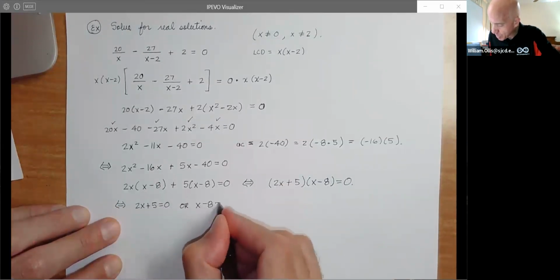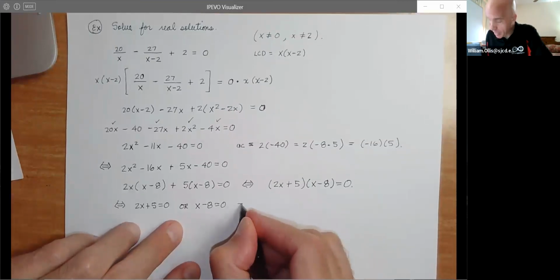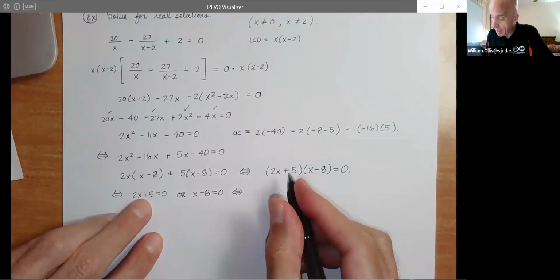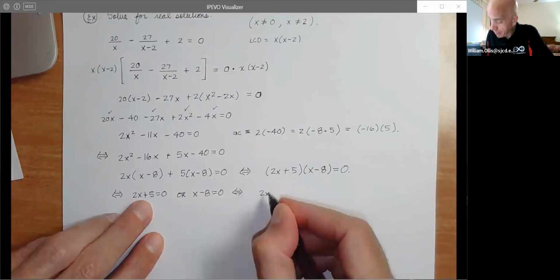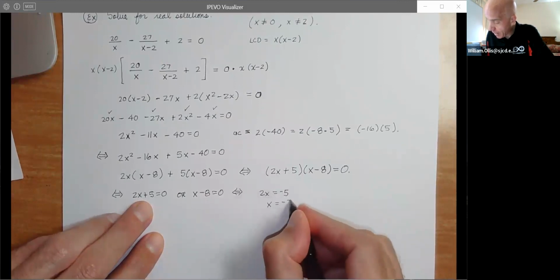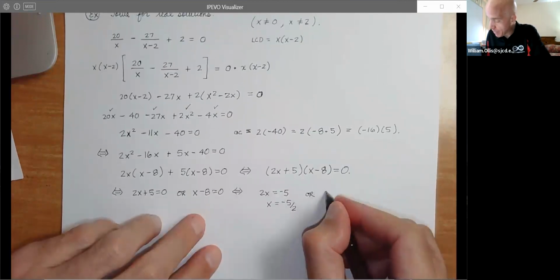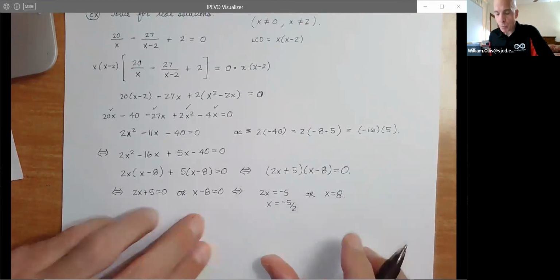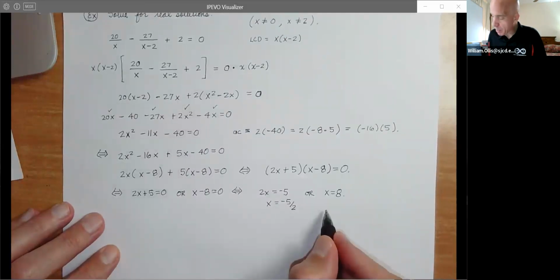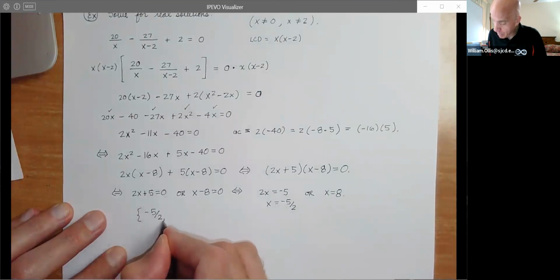Now, sometimes you can do this very quickly. You can do it in your head and not worry too much, but it's always good to write everything down to make sure that we've covered everything. So now we see we've got here 2x equals -5, divide by 2, x equals -5 halves, or in the second equation, we just have x equals 8. Now, when we look at what was not allowed, neither of these correspond with that. So this gives us a solution set of -5 halves and 8.